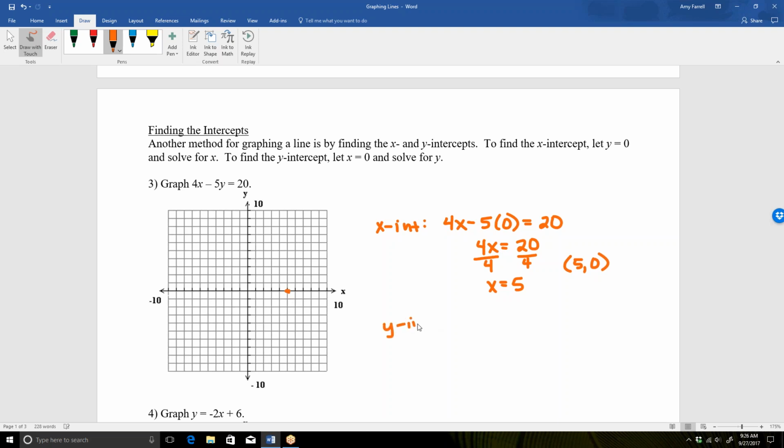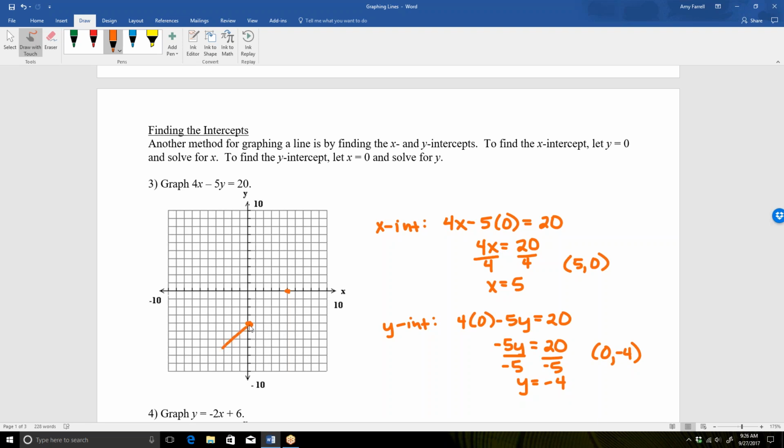To find my y-intercept, I'm going to plug in 0 for x. 4 times 0 is 0. Don't lose that. I've got subtraction here, so don't lose that sign as a negative sign there. Divide both sides by -5, and y equals -4. So our y-intercept is -4. As an ordered pair, that would be the point (0, -4).